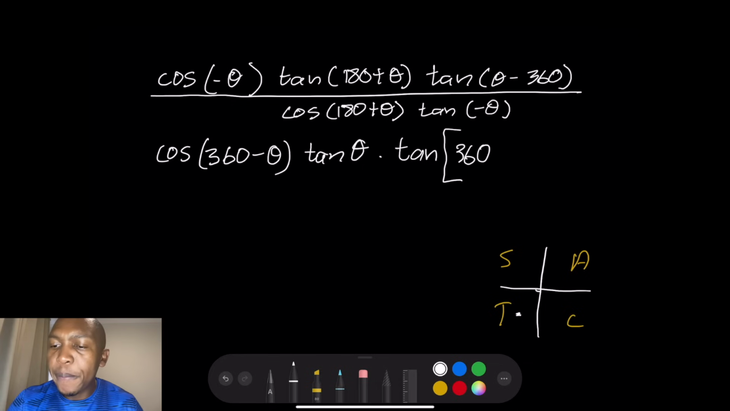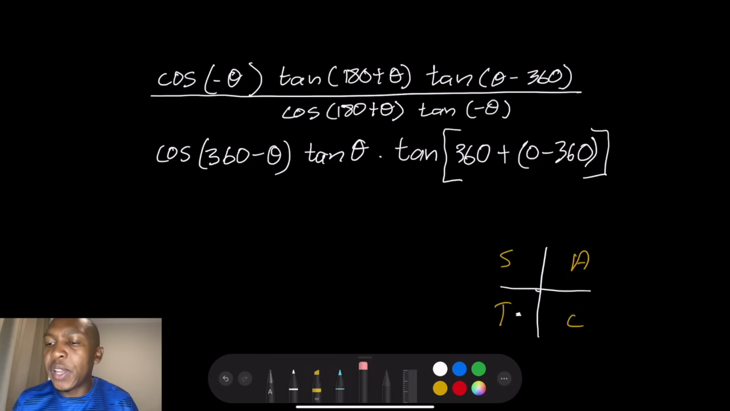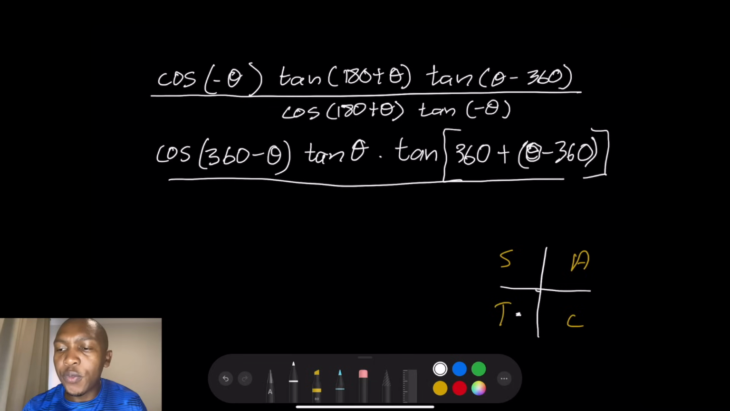This would be, all right, 360, okay, plus theta minus 360. Okay, so I haven't changed anything. We've just added. Remember, everything repeats after every 360 cycle. I wrote 0 there instead of theta. Okay, so that would be theta minus 360. Okay, so divide all of that by cos of 180 plus theta. Remember, cos 180 plus theta, that's in the third quadrant. Cos is negative there, so that would be minus the cos of theta.